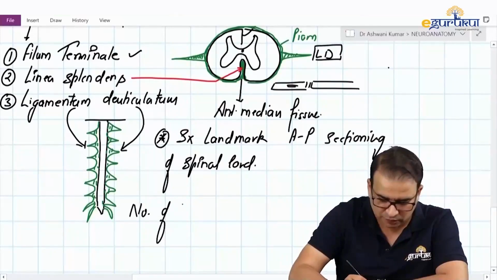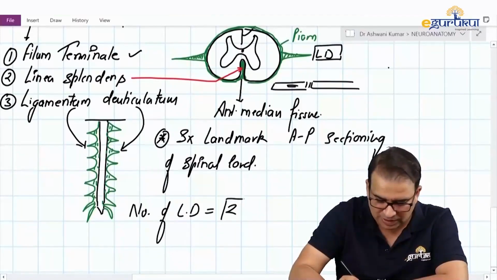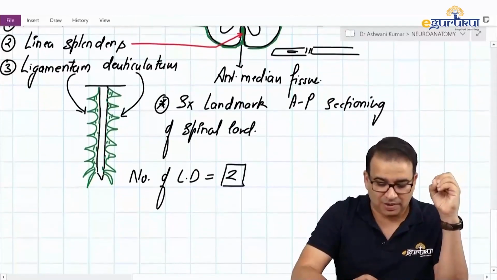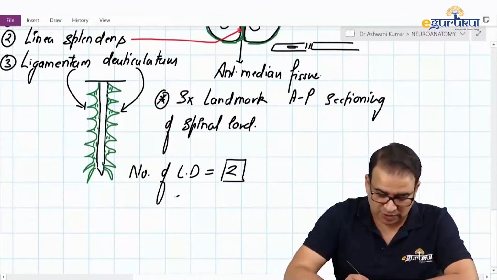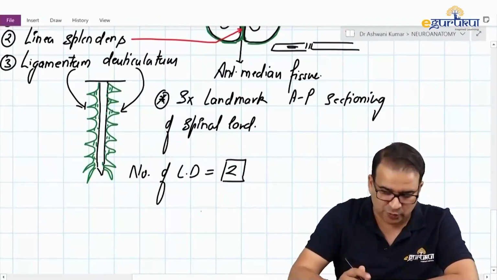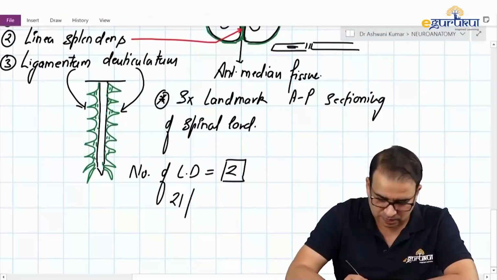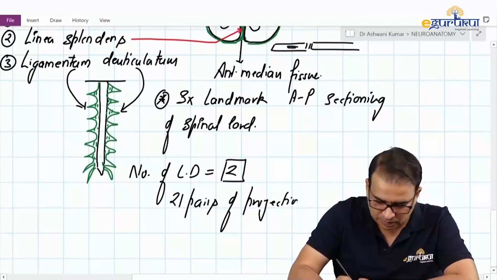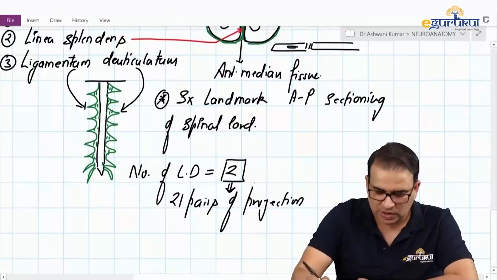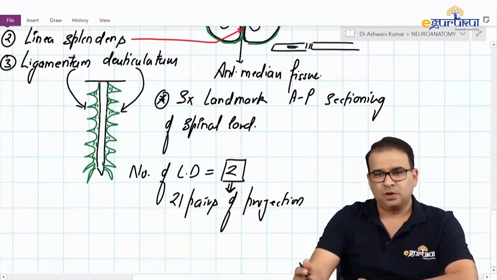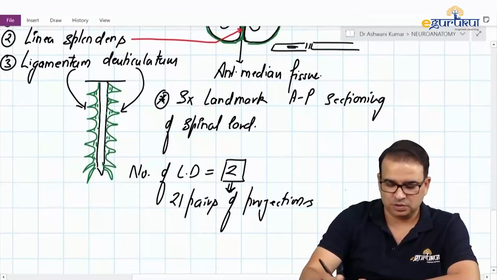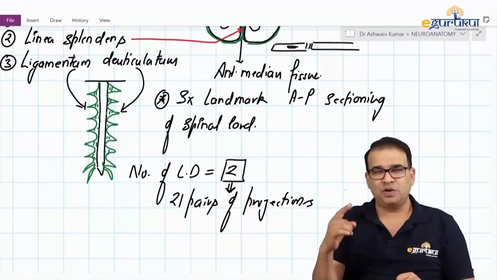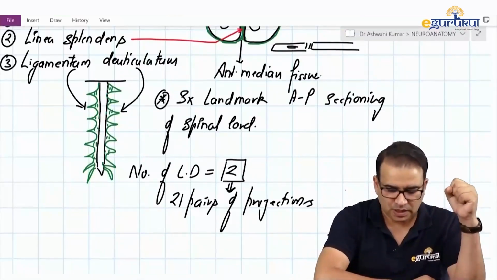The question is about the number of ligamentum denticulatum. We only have 2 ligaments, but yes, every ligament has 21 projections. So we have 21 pairs of projections coming out. These 2 ligamentum denticulatum have 21 pairs of projections, 21 on each side. So there are 2 different questions: the number of ligamentum denticulatum, and the number of projections from 1 ligamentum denticulatum. So we have 21 projections from 1 ligament.